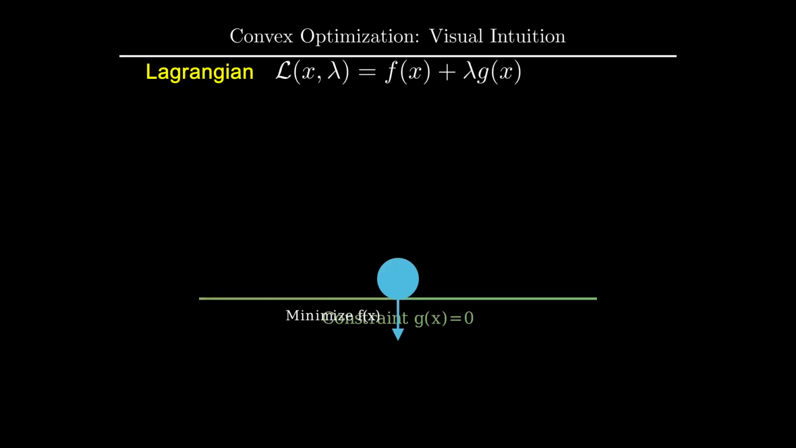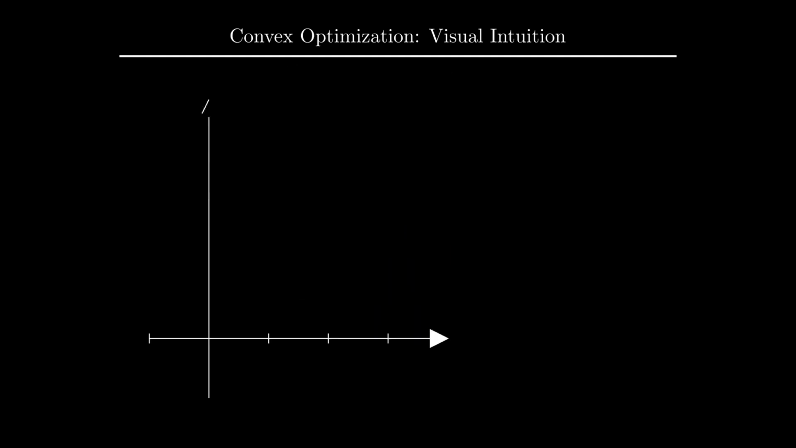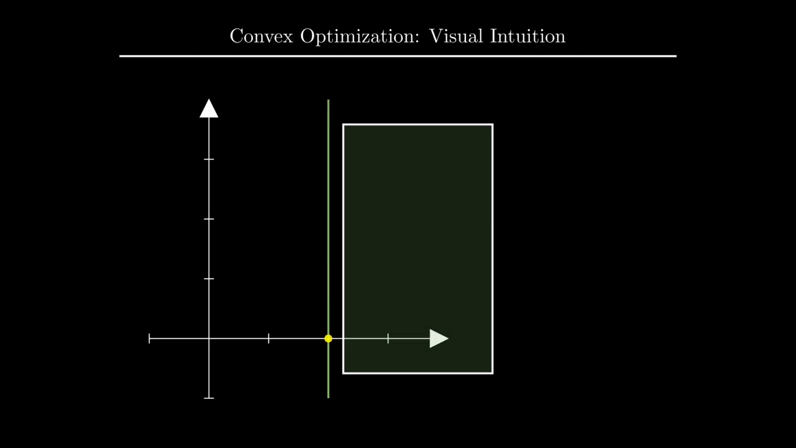Think of physics. You want to minimize energy, like a ball falling down. The constraint is the floor stopping the ball. The Lagrange multiplier, lambda, is the normal force. It pushes back just enough to satisfy the constraint. Optimality is when these forces balance. The KKT conditions formalize this balance.